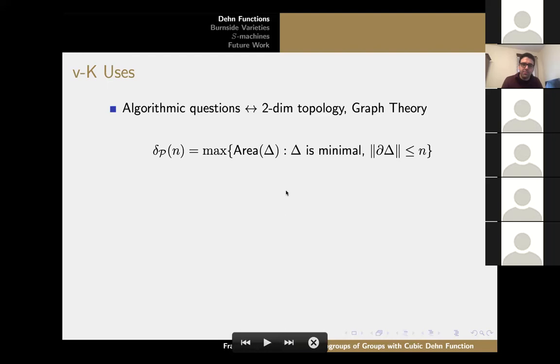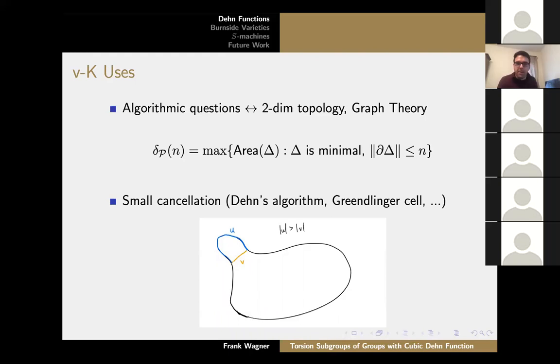So for uses where we can see this, many people will know right away, small cancellation theory. We have Dehn's algorithm and Greendlinger cells. Basically what we're looking at here is, if we have some nice small cancellation conditions on our group, we can find some cell that's basically poking out of the diagram, in that it shares its boundary with the boundary of the diagram, and the part that's shared is more than half of the whole cell. That can be used to apply lots of inductive proofs and answer lots of things about small cancellation.